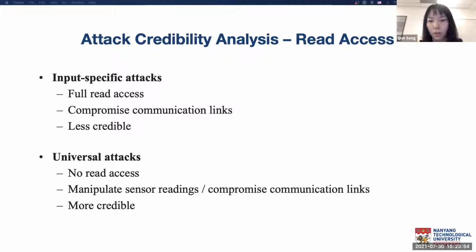And the construction of the universal attacks is independent of the real-time clean samples. So the attackers can launch the attack by manipulating either sensor readings or communication links. So the universal attacks are much more credible.